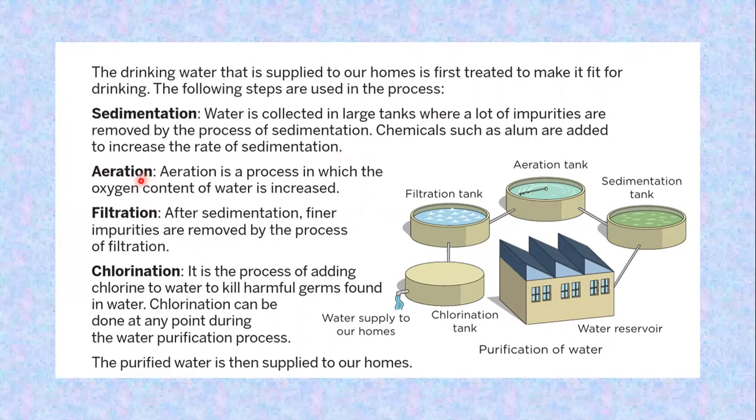Next step is aeration. Aeration can be done before filtration or also after filtration. These two steps are interchangeable. Aeration is a process in which the oxygen content of water is increased. What happens is now you have germs, you have other impurities also, which are the dissolved ones.